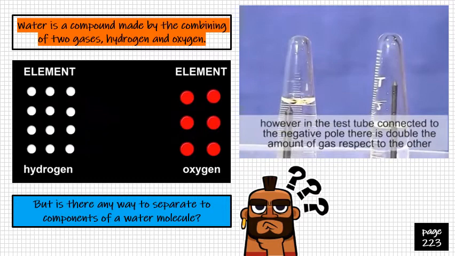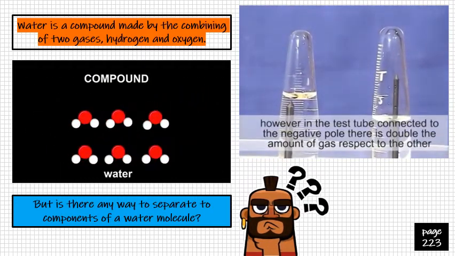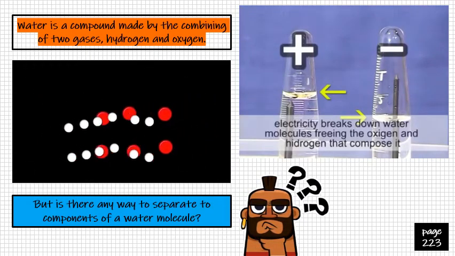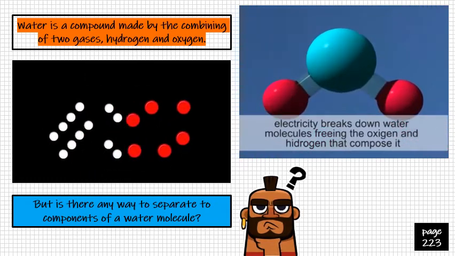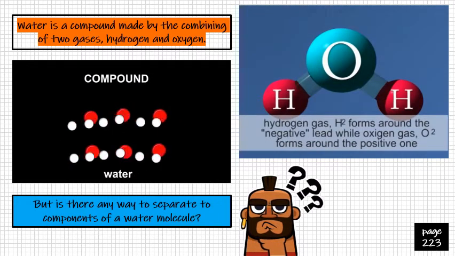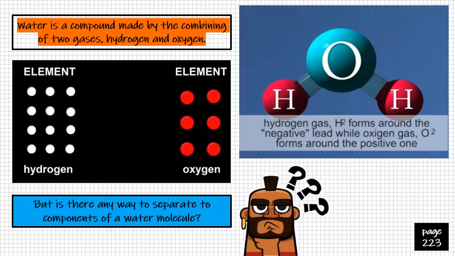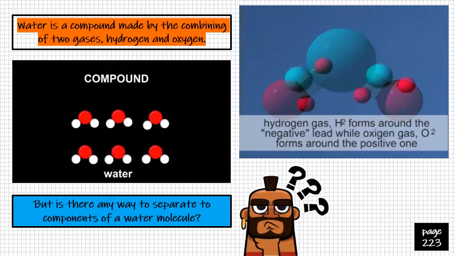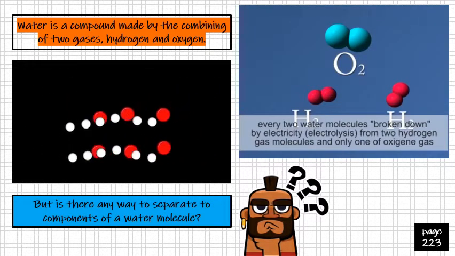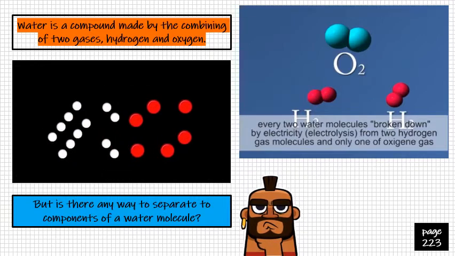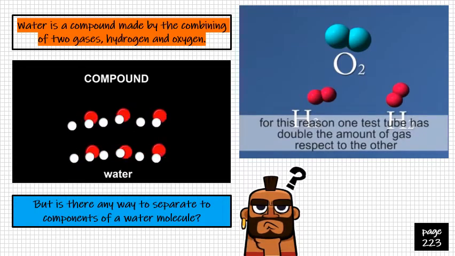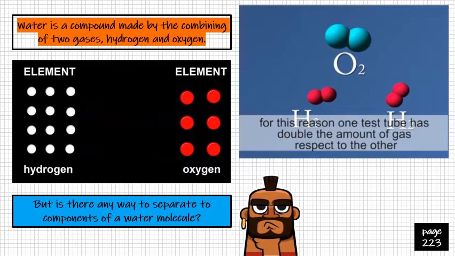However, in the test tube connected to the negative pole, there is double the amount of gas with respect to the other. Why? Electricity breaks down water molecules, freeing the oxygen and the hydrogen that compose it. Hydrogen gas, H2, forms around the negative lead, while oxygen gas, O2, forms around the positive one. Every 2 water molecules broken down by electricity form 2 hydrogen gas molecules and only 1 of oxygen gas. For this reason, one test tube has double the amount of gas with respect to the other.